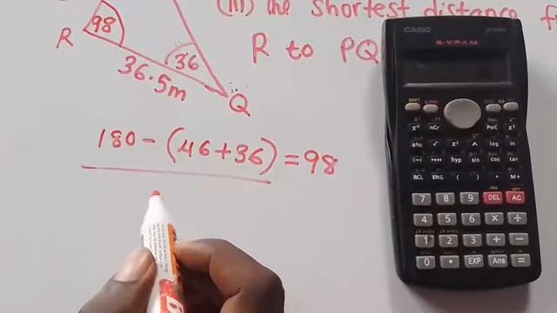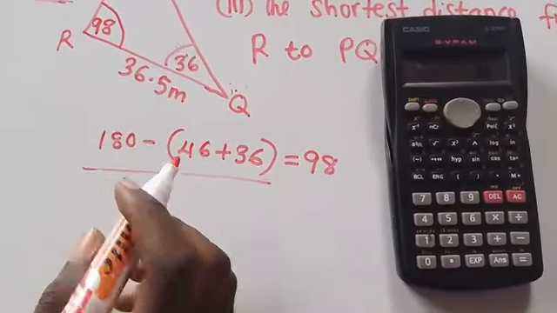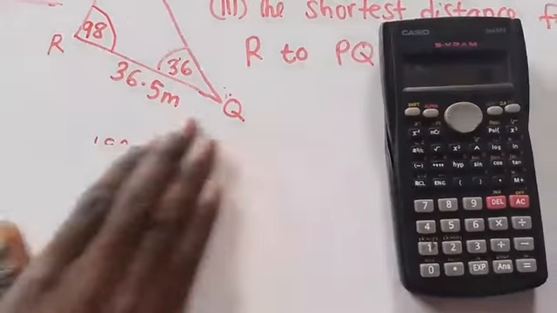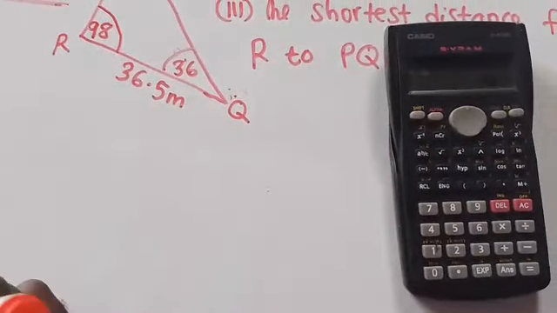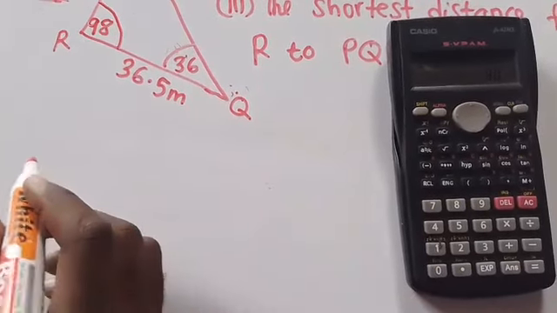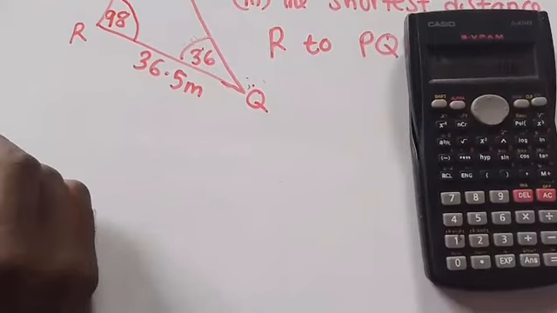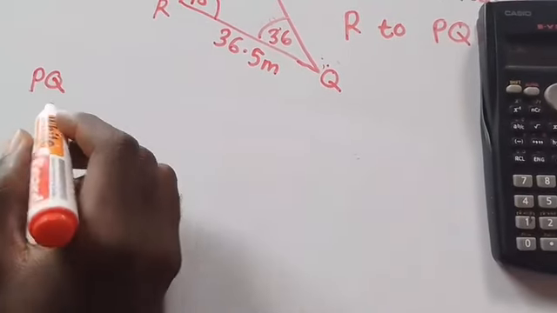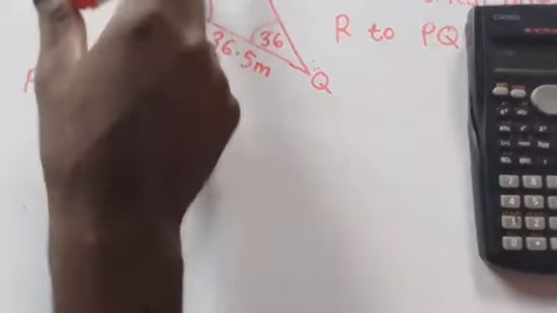After you've done this, the other thing is that you need to write the formula. So the formula that we use, we are told to find PQ, so we say PQ, we know that PQ is this one.